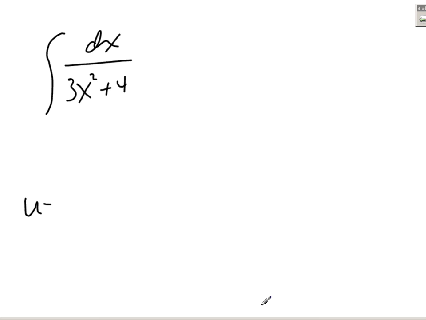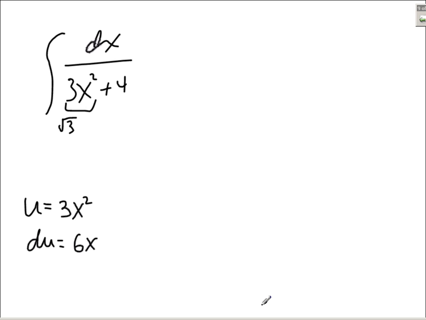Here's another one. Suppose you have dx over 3x squared plus 4. You just have that. Okay. Let u equal 3x squared. Well, then du will be 6x. Excuse me. This bottom is this.